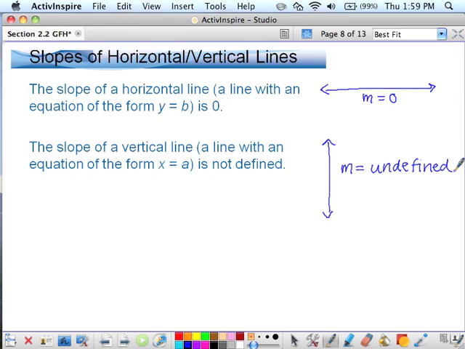If we found 2 points on the line and subtracted them, we would see that there was no change in the x values, only a change in y, so it would produce a number over 0. And because we can't divide by 0, we say that is undefined.